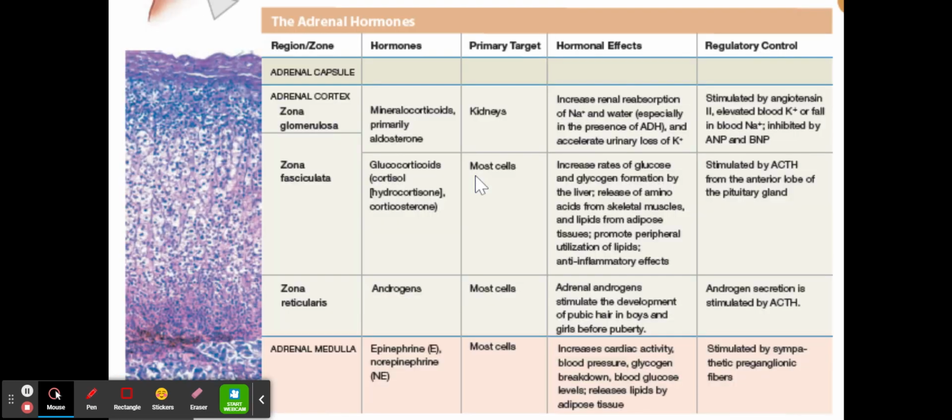So here's a chart that summarizes all the adrenal hormones. One thing that I want you to consider as we end on this module is what effect elevated cortisol levels would have on blood glucose levels.